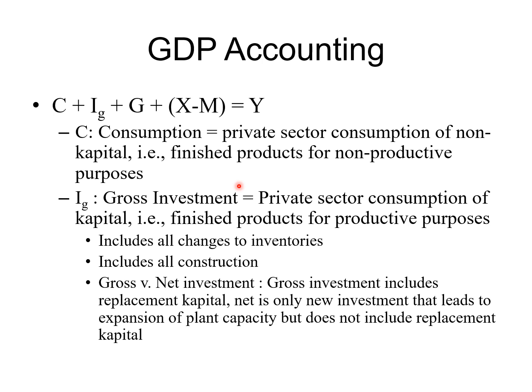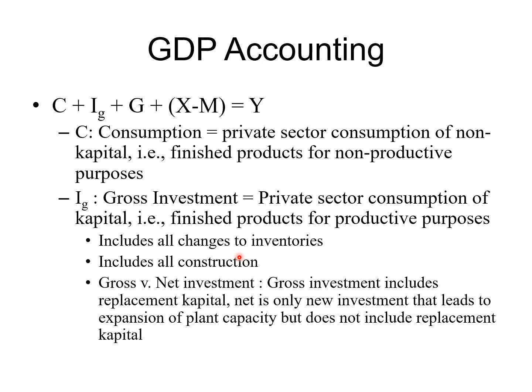So if I go out to a restaurant, the meal that I purchase or the meals that I purchase, okay, they count as consumption. All right, they're not being used for the production of anything else, and so they count as consumption. Now, the other category here is gross investment. All right, this is private sector consumption of capital goods, finished products that are used for productive purposes. Okay, it includes a couple of things here.